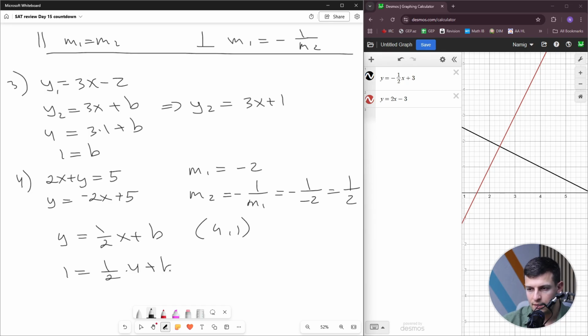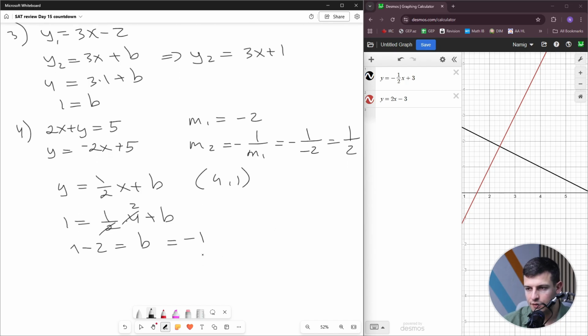plus b. Again, 1 minus, these will cancel out. There's 2. 1 minus 2 equals b, and then b is going to be equal to negative 1. So my equation for the second line is going to be y equal to 1 over 2x minus 1.